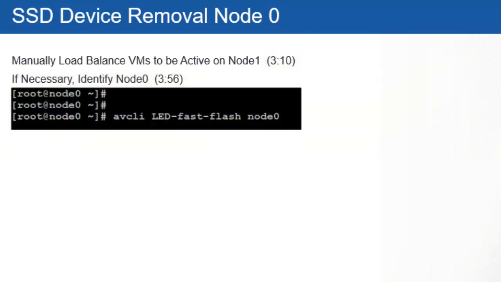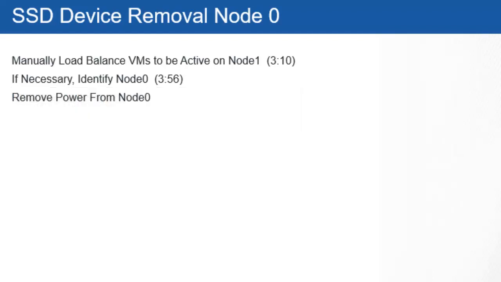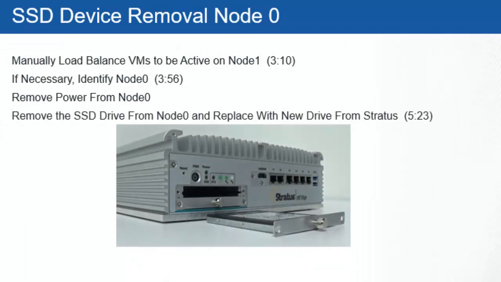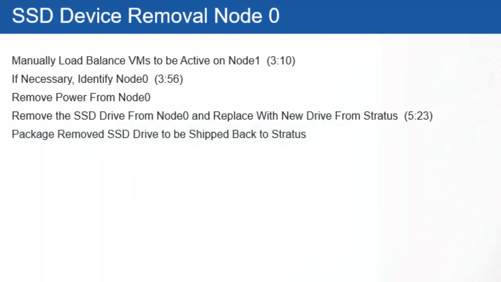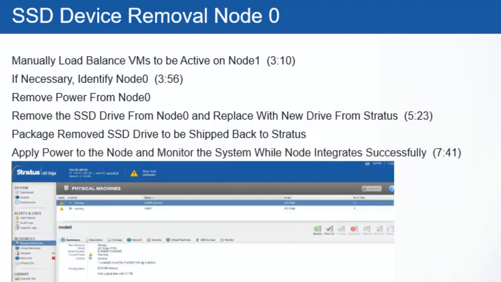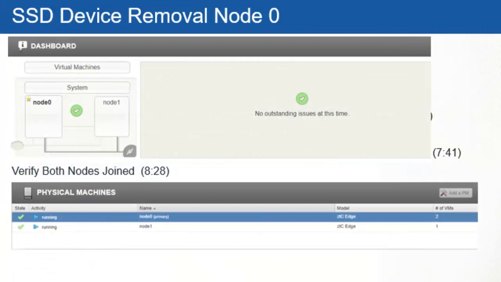If necessary, identify node 0. Remove power from node 0. Remove the SSD drive from node 0 and replace with the new drive from Stratus. Package the removed SSD drive to be shipped back to Stratus. Apply power to the node and monitor the system while the node integrates successfully. Verify both nodes joined.